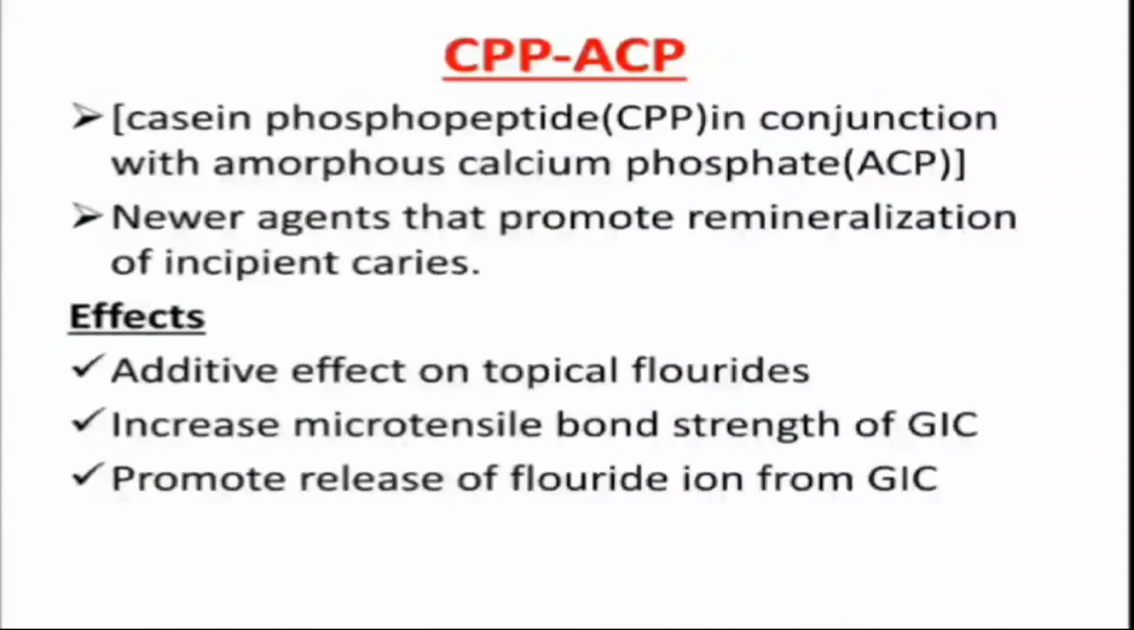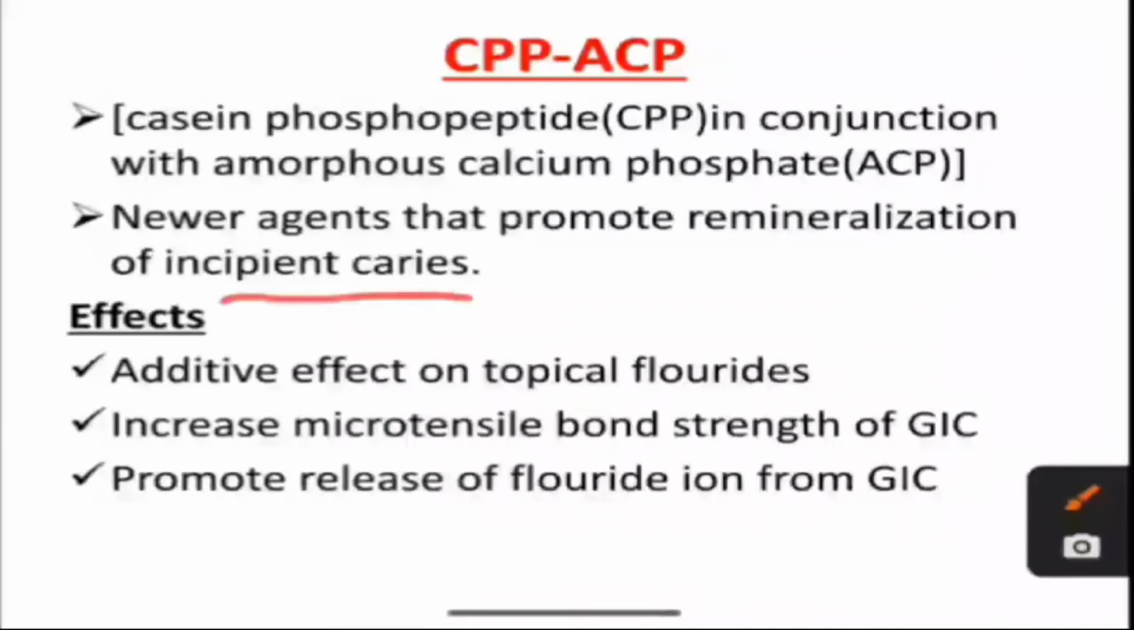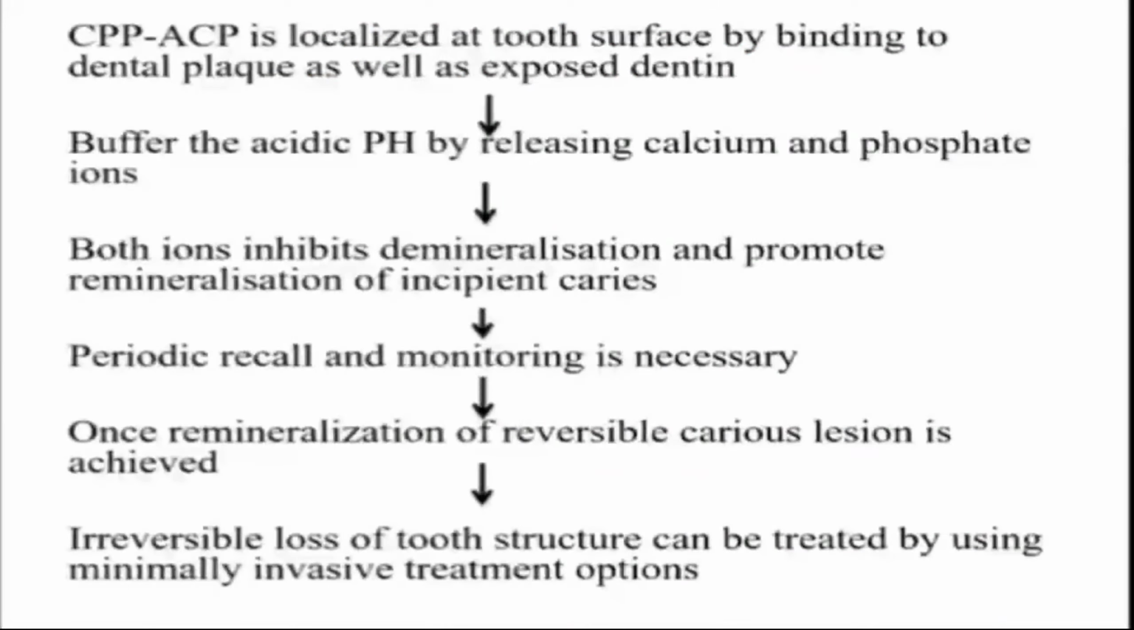Next one is CPP ACP, that is casein phosphopeptide in conjugation with amorphous calcium phosphate. It's a newer agent that will promote remineralization in incipient caries. The major effects are an additive effect on topical fluorides, increased microtensile bond strength to GIC, and it will also promote the release of fluoride ion from GIC. So these are the mechanism of action, you can note this flow chart.